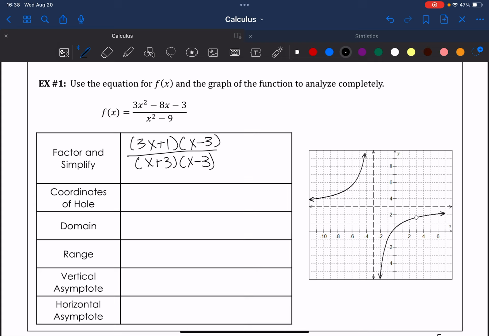If you need any help with factoring, I highly suggest you go back and look at some of my Algebra 1 and Algebra 2 notes. Now I'm going to see if I can simplify anything, and that would be the x minus 3 that I can cancel out. So I am left with 3x plus 1 over x plus 3.